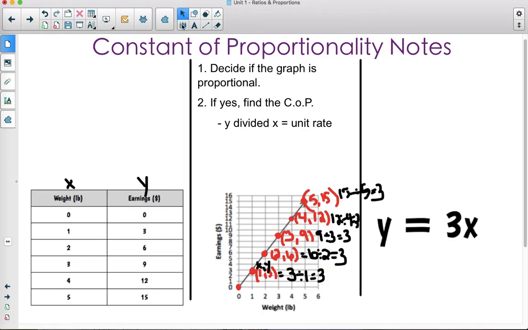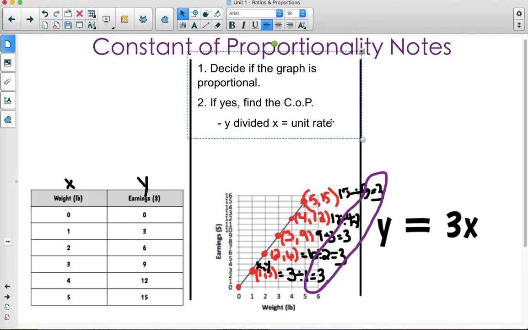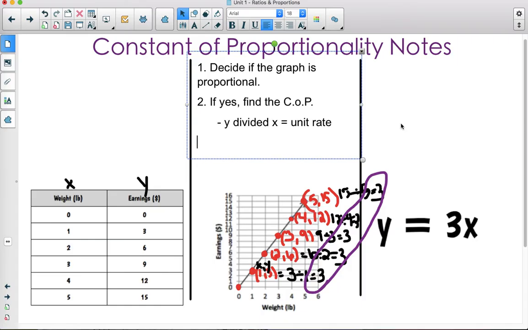Okay, so we have determined that the unit rate for all of these points is 3. So now, just like we did with tables, we have to write our unit rate as the constant of proportionality by writing it with labels. So write out the constant of proportionality with labels. So that will be our last step.